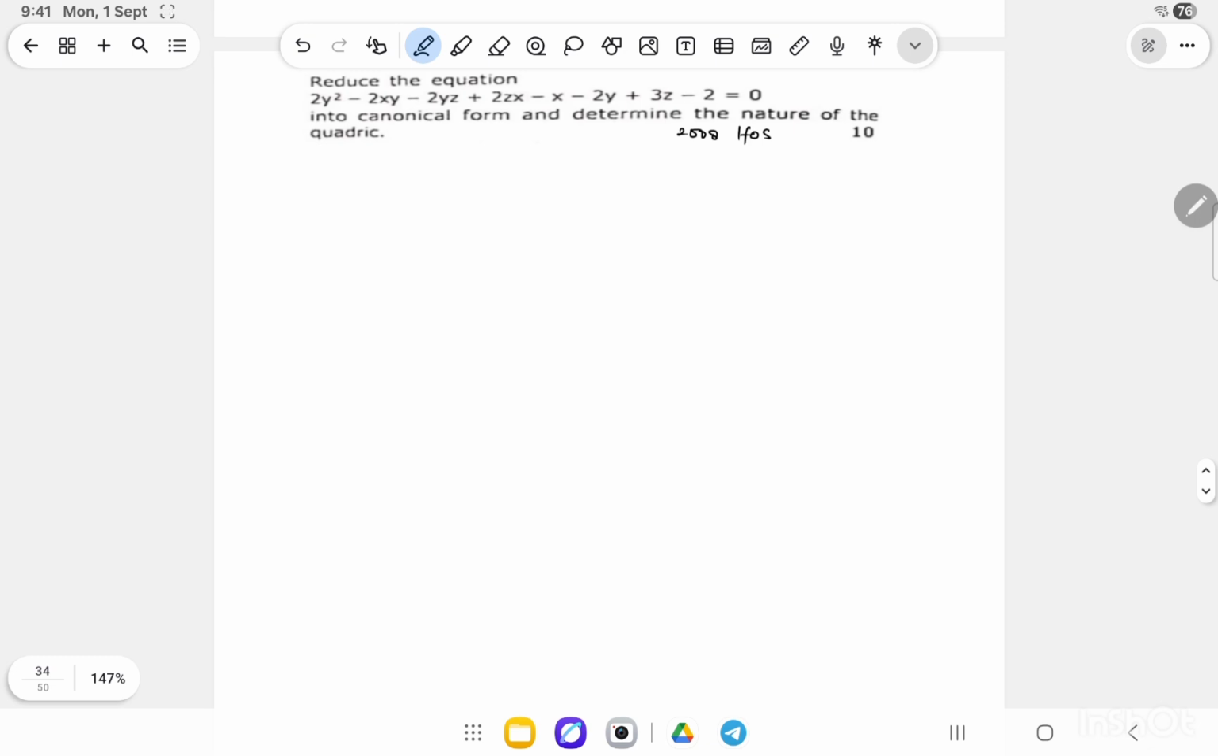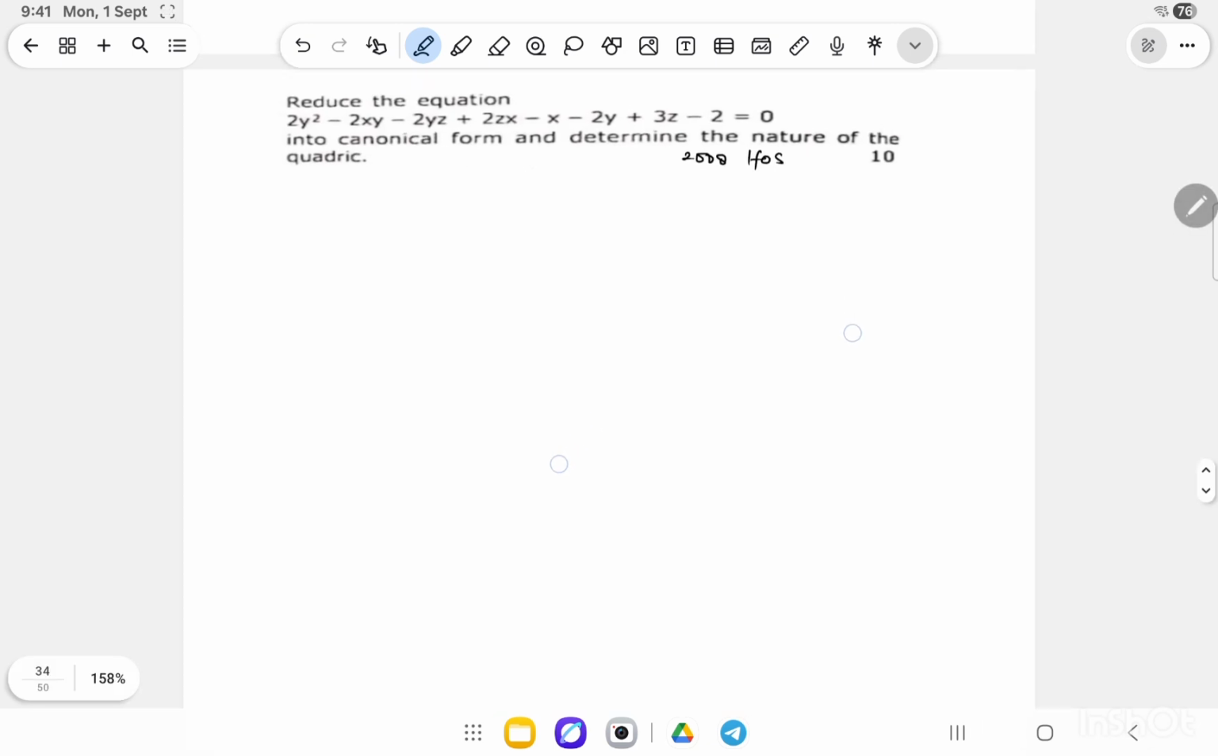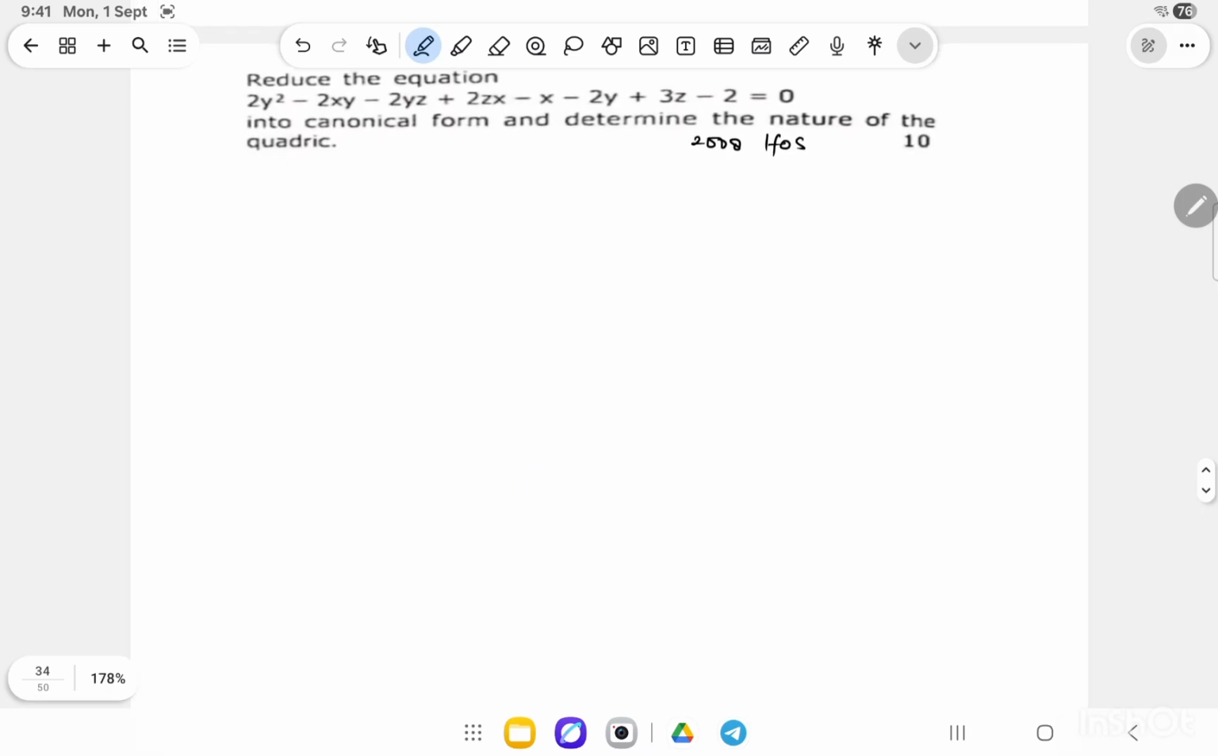Now let's move on to the next question. The next question says to reduce the equation into canonical form and determine its nature of quadratic. So let's just compare it with a general equation of quadric. My given equation is basically 2y square minus 2xy minus 2yz plus 2zx minus x minus 2y plus 3z minus 2 equals to 0.